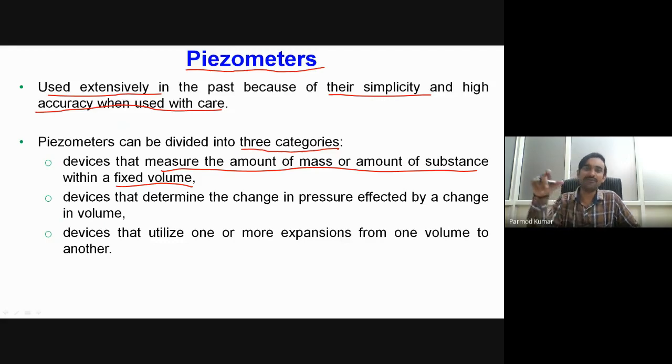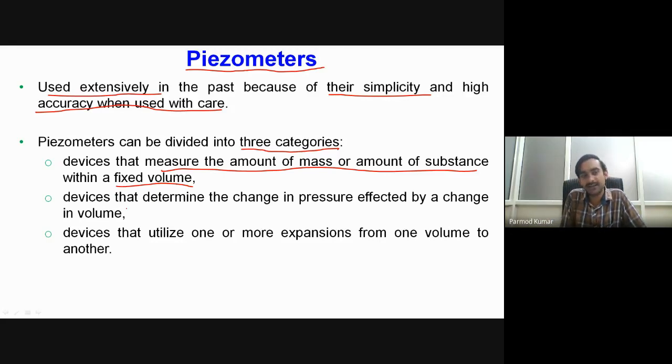So what we do, we take some container of known volume, and first we take its weight. Later we introduce our substance into that container and take its weight again. The difference in weight tells us how much mass we have filled inside a fixed volume, and by doing mass per unit volume we can determine the value of density.